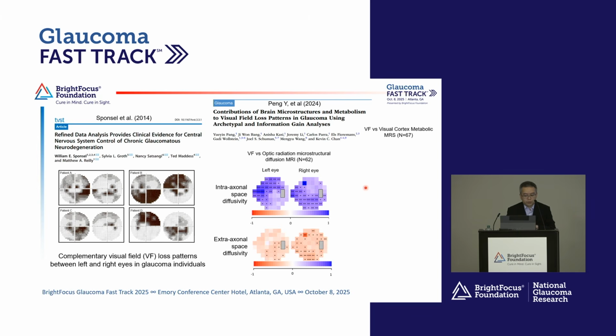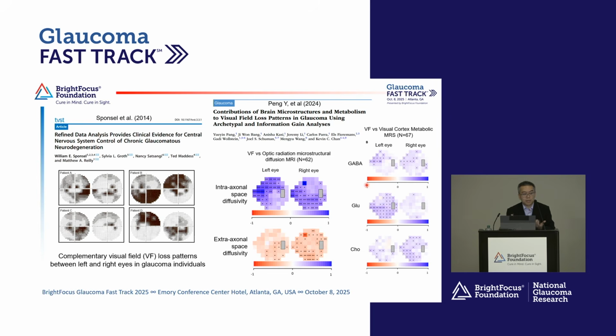Beyond that, you can also look further into spectroscopy of the metabolism, and it's also very curious to see that we can examine the visual cortex GABA, which is associated with the upper visual field, whereas glutamate and choline are more associated with the lower visual field.